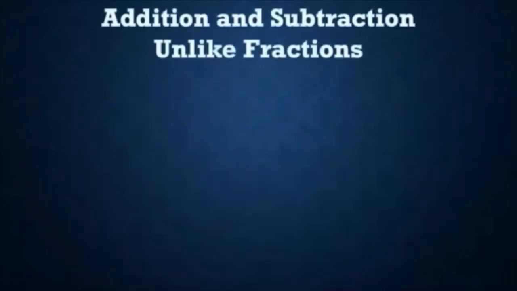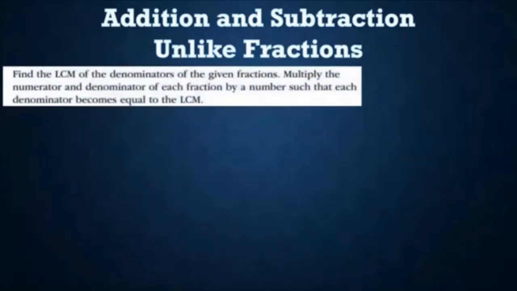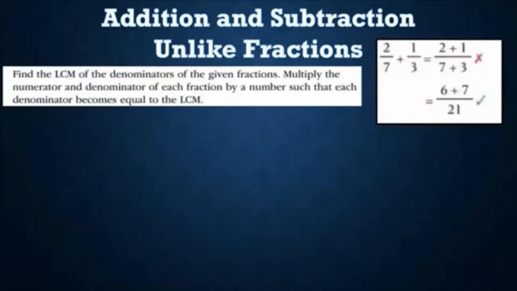So how do we add or subtract unlike fractions? To add or subtract unlike fractions, we have to find the LCM of the denominators of the given fractions. And then we have to multiply the numerator and the denominator of each fraction by a number such that each denominator becomes equal to the LCM. 2 by 7 plus 1 by 3 will not be equal to 2 plus 1 by 7 plus 3. It will not be like that.